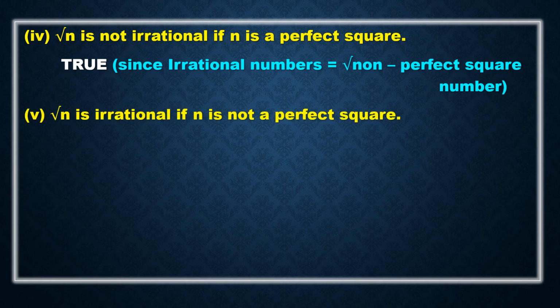Next, root n is irrational if n is not a perfect square. If it is not a perfect square, suppose I am taking root 15, it is irrational, right? So the given statement is true.